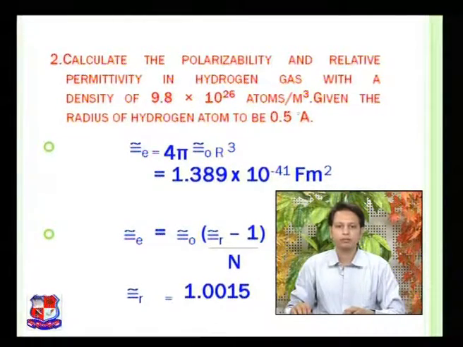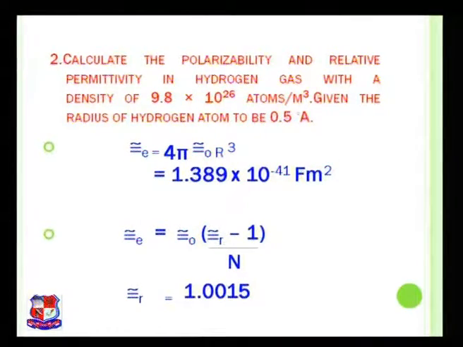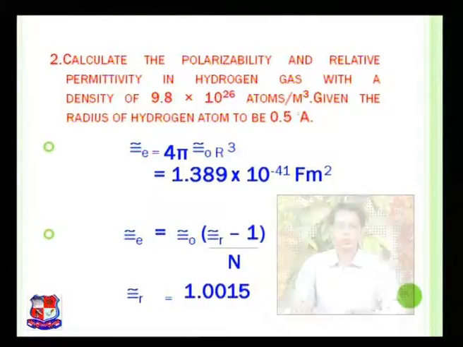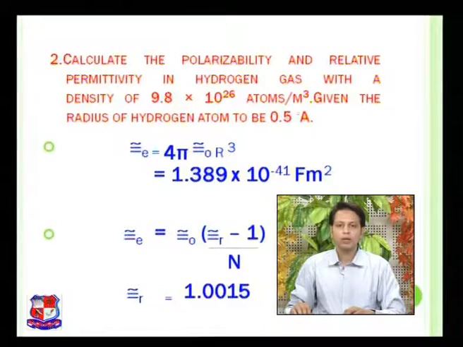You can see the second point, and the second equation is alpha E equal to epsilon 0 into epsilon r minus 1 upon n. We want to calculate the physical quantity in the bracket, that is epsilon r, the relative permittivity. So we want to calculate the relative permittivity, which is equal to 1.0015. By substituting the values of alpha E, epsilon 0 and n, we can get the value of relative permittivity. So, this is the main equation.